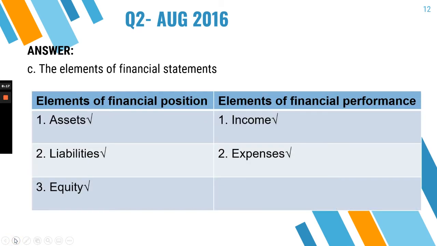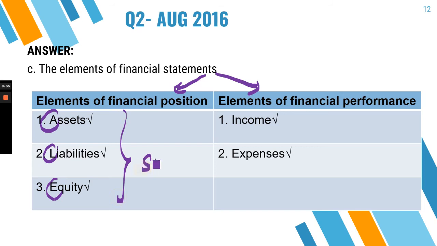The elements of the financial statement are divided into main groups, the first being elements of financial position. You need to mention that these are asset, liabilities, and equity. And remember, these are all in your statement of financial position. Equity is also in the statement of changes in equity.